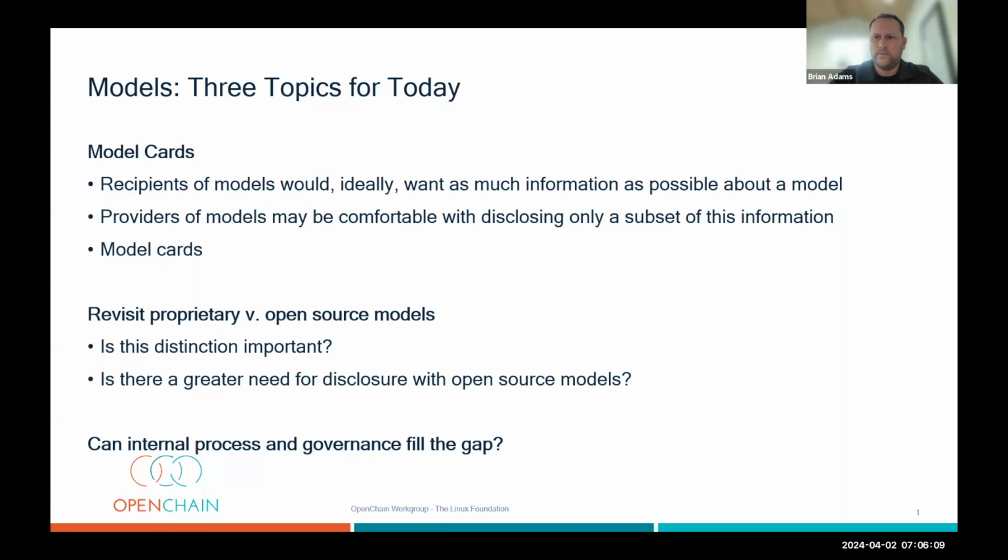The second topic is to revisit this notion of proprietary models and open source models, and to talk about whether that is a critical distinction that needs to be treated differently, or if this is something that we can acknowledge, but that fundamentally the way that OpenChain can support models through the supply chain is license agnostic in the proprietary versus open source world. And then finally, I'd like to raise the topic about, to the extent there's a gap in the model card between what a provider is willing or desiring to share and what a recipient is looking for, can that gap be filled through process or internal governance policies?